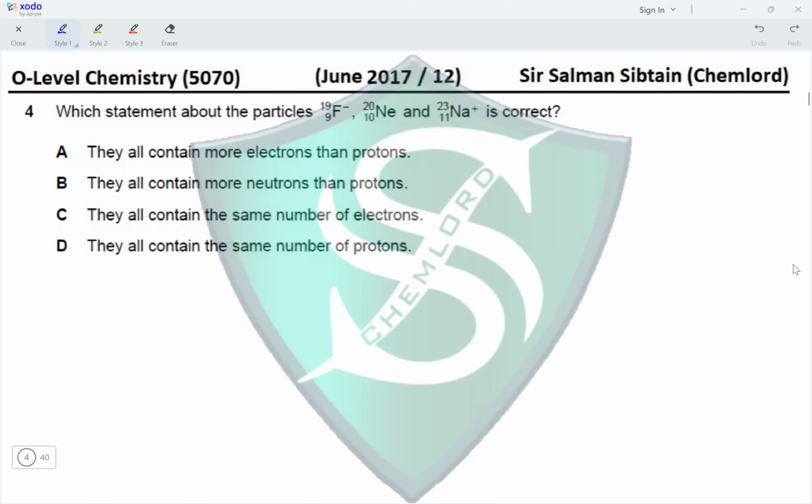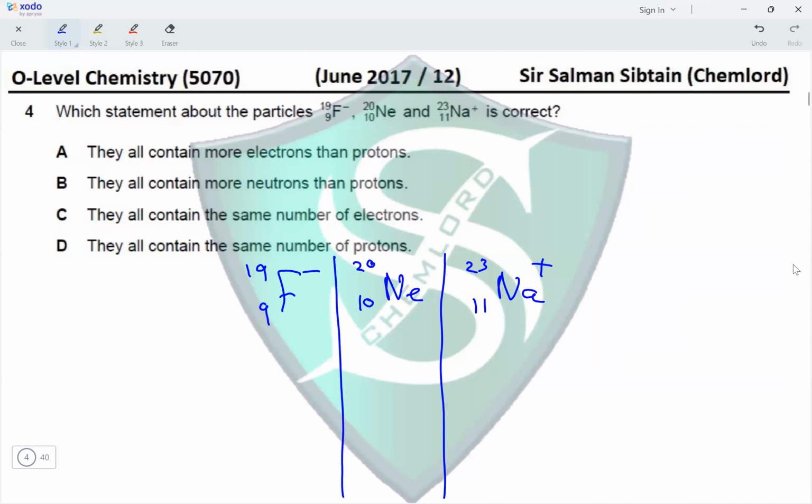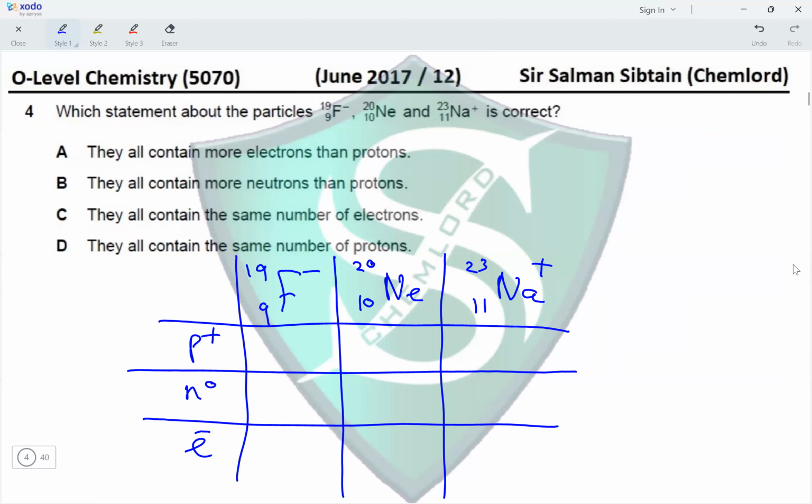So for these three particles, F- with a mass number of 19 and atomic number 9, neon with a mass number of 20 and an atomic number of 10, and Na+ ion with a mass number of 23 and an atomic number of 11, we will need to find out the number of protons, neutrons, and electrons. So the number of protons is equal to the atomic number. So for fluorine, it is 9, for neon, it is 10, and for sodium, it is 11. Number of neutrons is the mass number minus the atomic number.